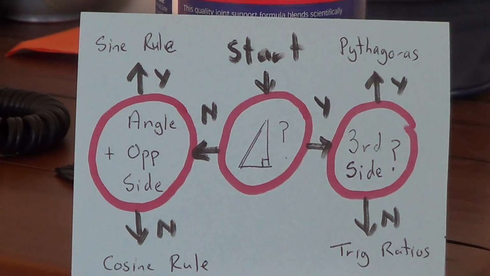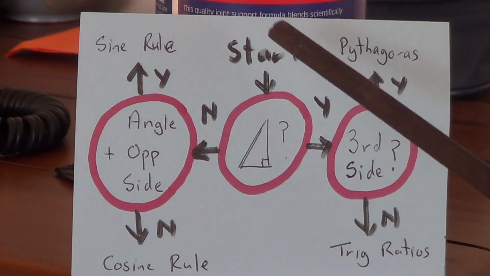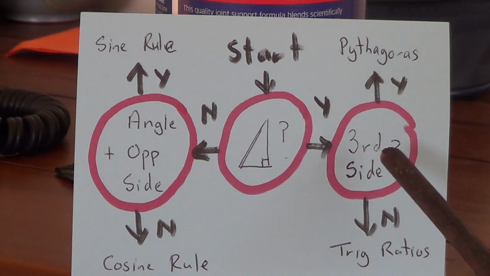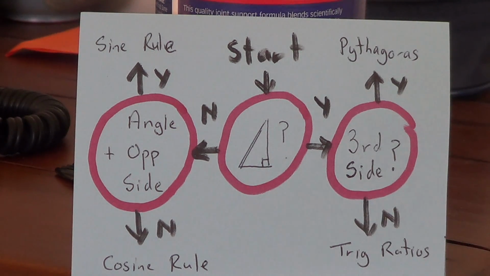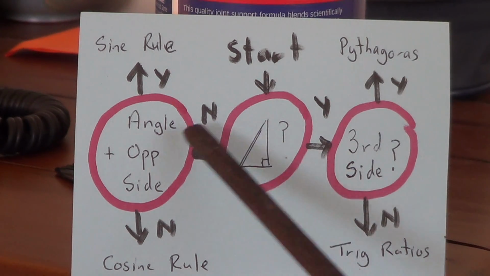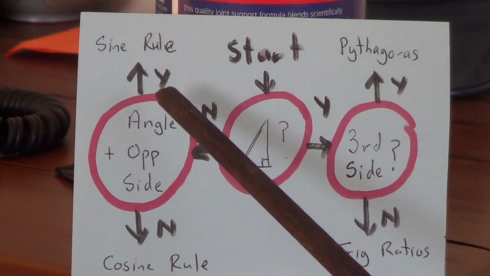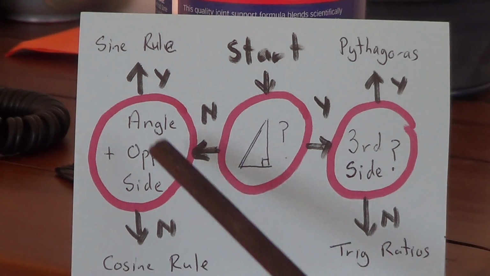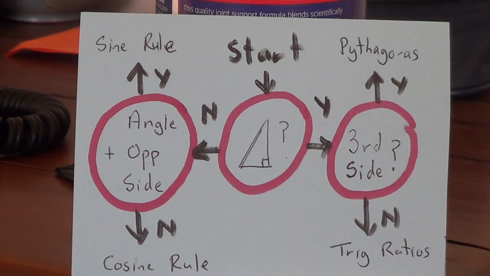Okay, here's a shot of the revision card. You start there, there's a triangle with a question mark there. Yes, you go over there and it says third side question mark. You go up there, it's Pythagoras. Down there to trig ratios. If it's not a right angle triangle, you look to see if you know the angle and an opposite side. If it's no, it's the cosine rule. If it's yes, it's the sine rule.